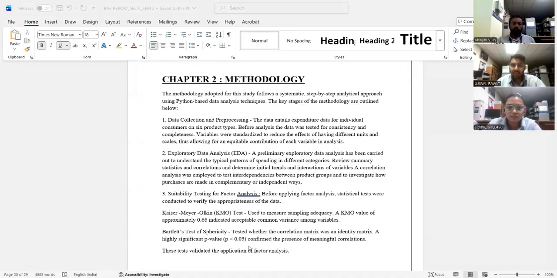Step 3 is factor analysis. We have six correlated variables. Factor analysis helps us reduce many variables into fewer meaningful dimensions and identify latent, hidden factors behind customer behavior. Now, I ask Abhijith to tell you about the dashboard.